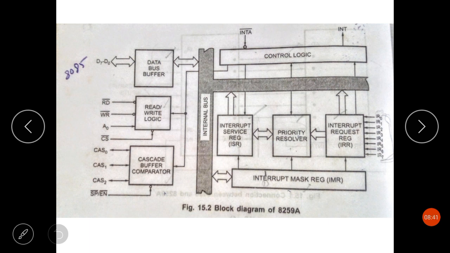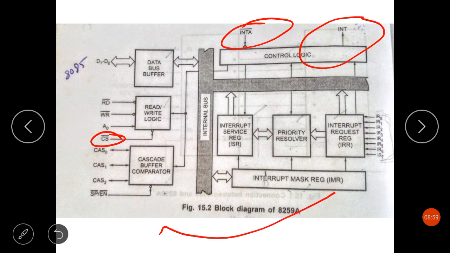Now next is the control logic. This block has an input as well as an output line. If the 8259 is properly enabled, I am repeating, means the chip select is low and the 8259 is enabled, then the interrupt requests are coming to this point. The 8259 can handle 8 interrupt requests at a time, and those interrupt requests are coming to these 8 inputs. These are the 8 interrupt inputs.